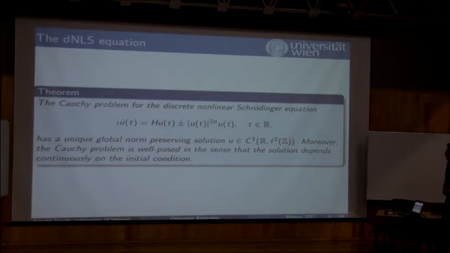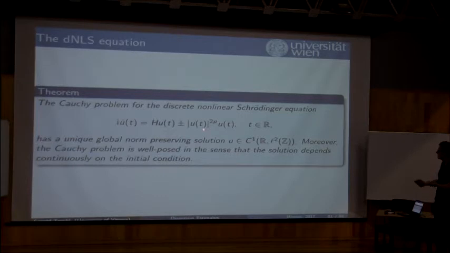So we even have a criterion for global existence, and now we have everything together, and we can try to apply this to the discrete nonlinear Schrödinger equation. I have written it down here again, and the claim is it has a unique global norm-preserving solution, and the Cauchy problem is well posed in the sense that the solution depends continuously on the initial condition. For me, it's sufficient to have this result.